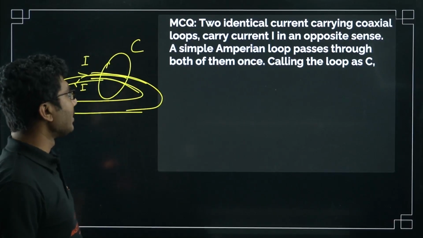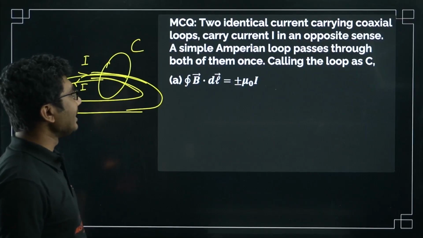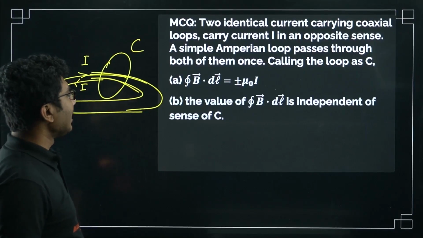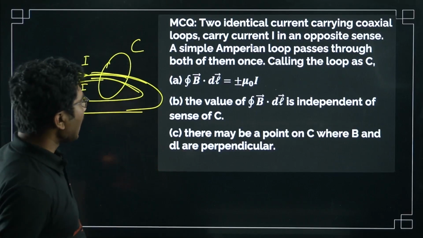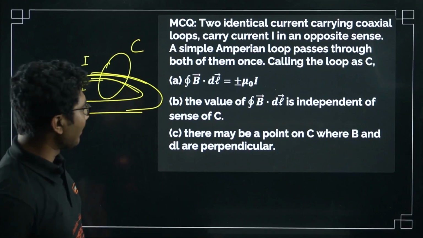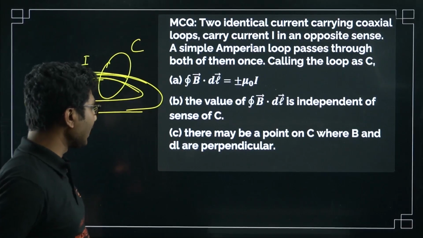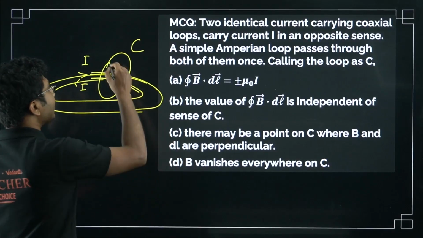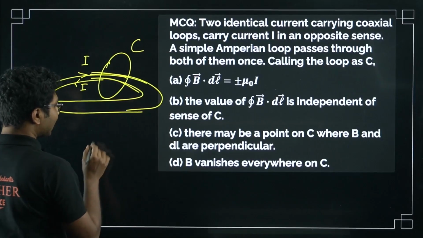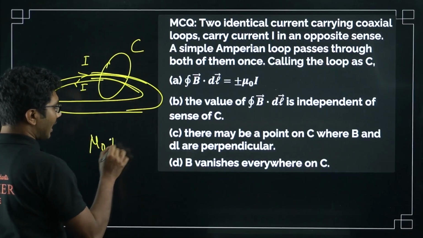Now B dot dl is equal to plus minus mu I. The value of B dot dl is independent of the sense of C. There may be a point on C where B and dl are perpendicular. Next, B vanishes everywhere on C. Now, what is the total current enclosed? It says mu naught I enclosed.